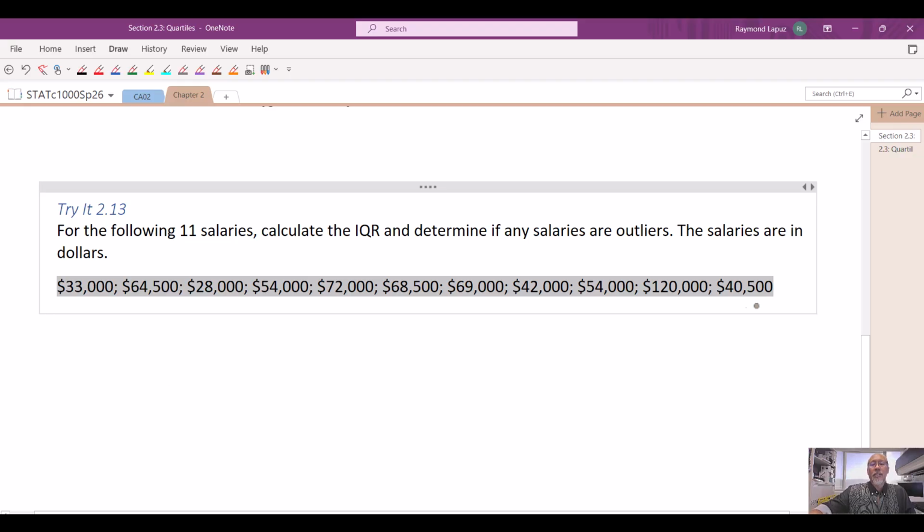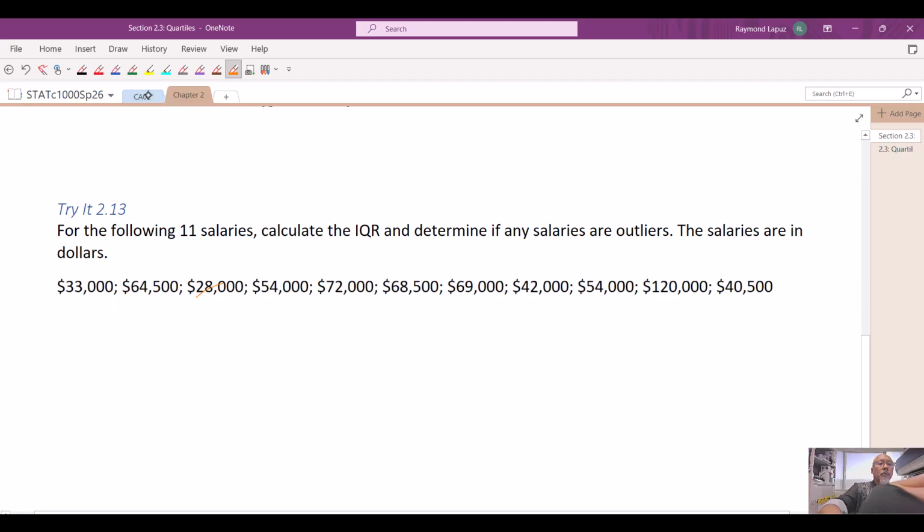By doing a quick scan, you can find the smallest number, so that's 28. What I'll do is cross out the 28,000, and that would be my minimum, and then that's out of the picture. So the next number past the 28 is a 33. So put a 33 here, 33,000, and cross that out. Next number is in the 40s. There's a 40 here. That's 40,500.